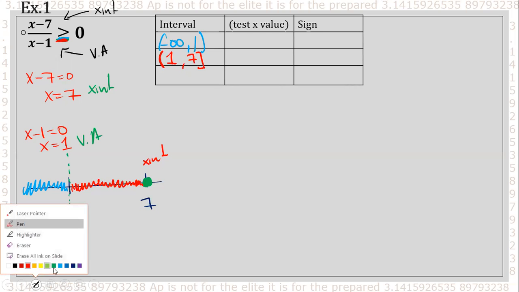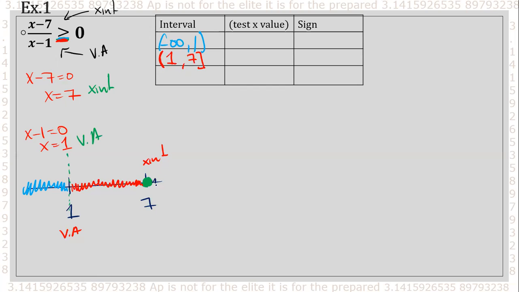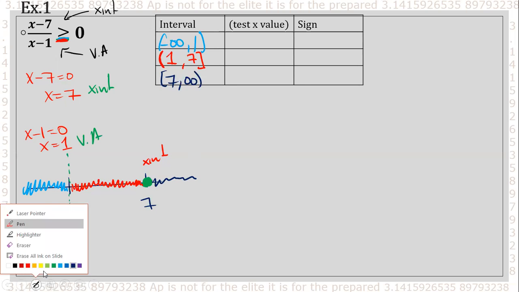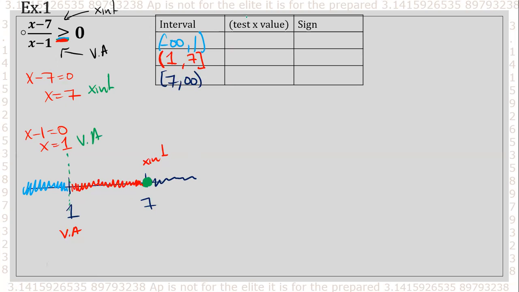Okay, last but not least, we can see that all the numbers to the right of the x-intercept at 7 is going to be 7 to infinity. Okay, from here, I feel really confident that we're able to find the test values and evaluate them. So let's go with negative 10. Let's go with, I don't know, 5. And let's go with positive 10.